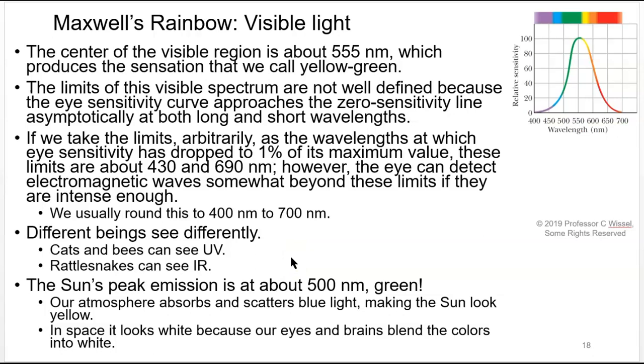Now, not only do humans see differently from each other, but different beings see differently. Cats and bees can see ultraviolet. Rattlesnakes can see infrared. Now, the sun's peak emission is about 500 nanometers, which is green. So our sun is really a green star. Our atmosphere absorbs and scatters the blue light, which makes the sun look yellow, because if you subtract blue from green, what do you get? You get yellow. In space, the sun looks white because our eyes and brains blend the colors into white.